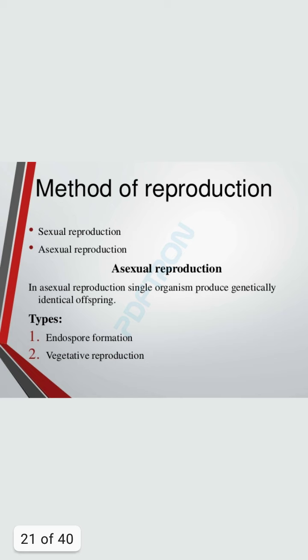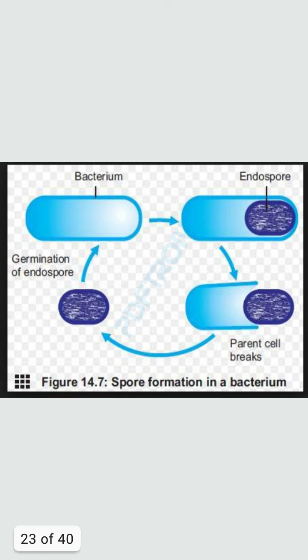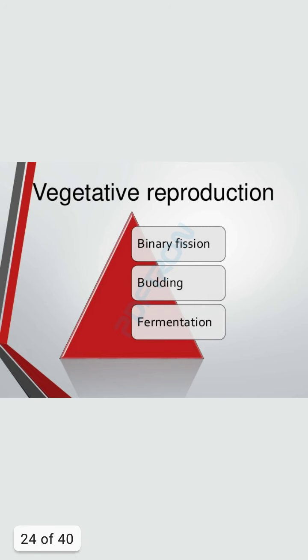Methods of replication: sexual reproduction and asexual reproduction. In asexual reproduction, a single organism produces genetically identical offspring. Types: endospore formation and vegetative reproduction. Endospore formation: the resulting spore is found in gram-positive bacteria. During formation, protoplasm contracts around the chromosome, and a hard resistant wall is secreted around it while the rest of the bacterial cell degenerates. Spore formation, bacterium, endospore, germination of endospore, parent cell breaks.